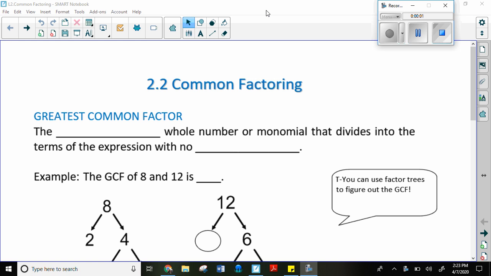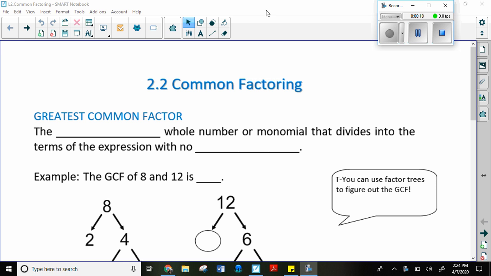So today we're going to learn about common factoring. What common factoring is, it's exactly the opposite of what you've been doing when you were distributing into the brackets. So we did a bunch of work distributing. Now we're going to do the backwards work. This is new stuff for grade 10.